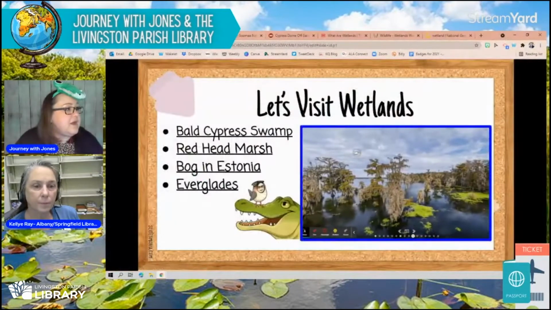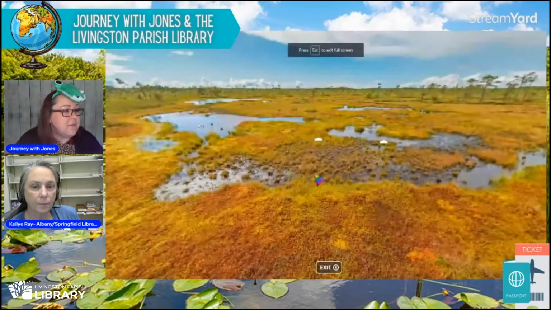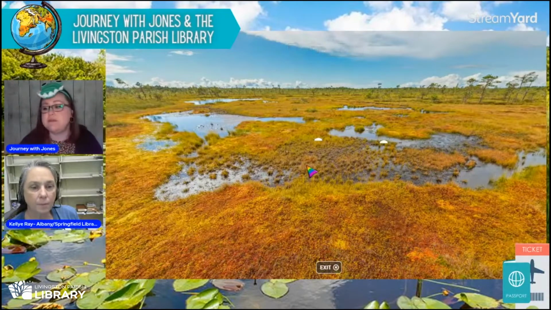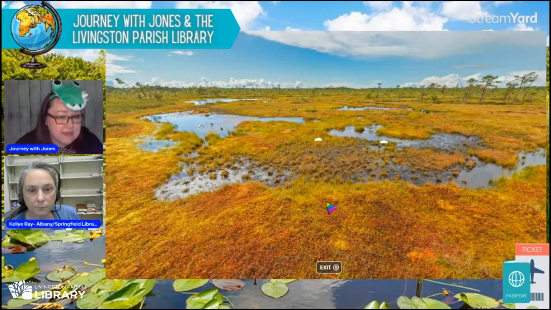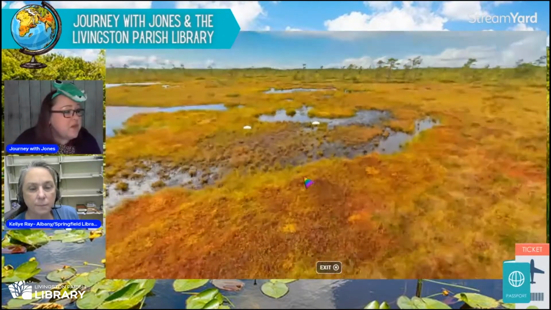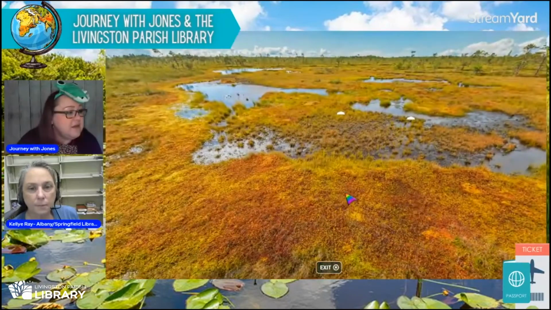Next, we're going to look at a bog in Estonia. You might say to yourself, well, what is a bog? Well, it's a wetland, and it is very similar to swamps and marshes. The only difference is that a bog accumulates peat, and peat is dead plant material, basically. A lot of dead plant material, rotting leaves, rotting plant material comes together. Also, a lot of mosses. So that comes together to create peat. So you would find a lot of peat in the bogs.